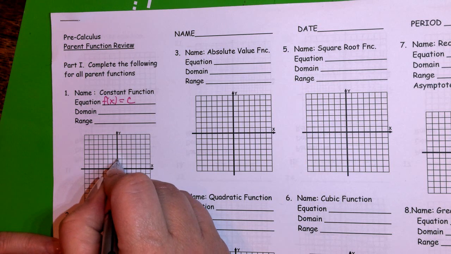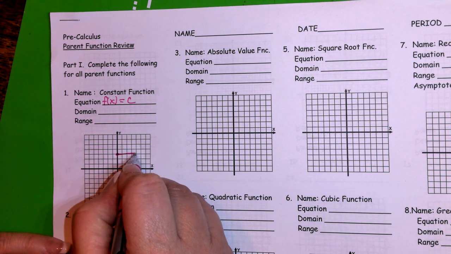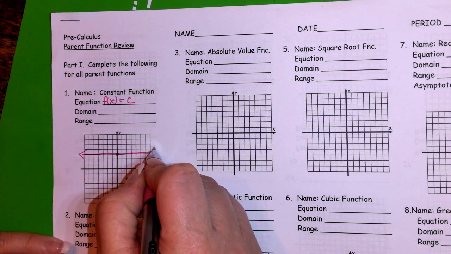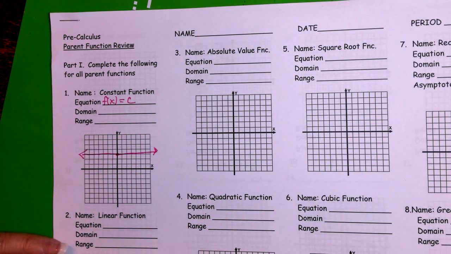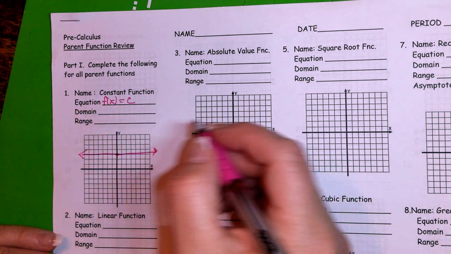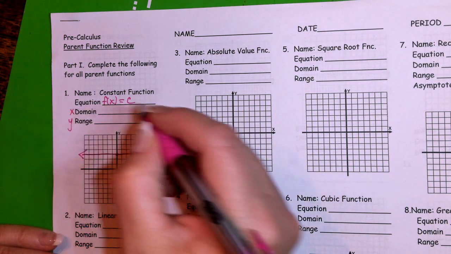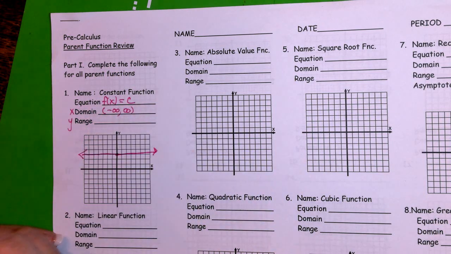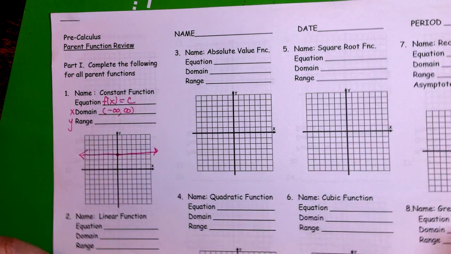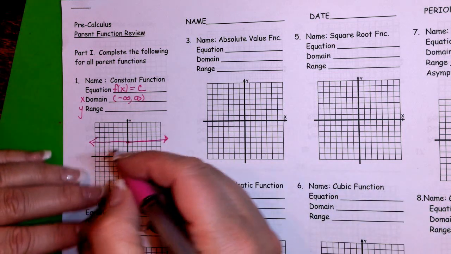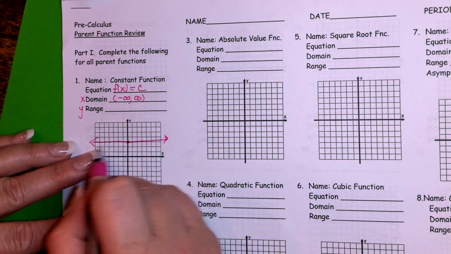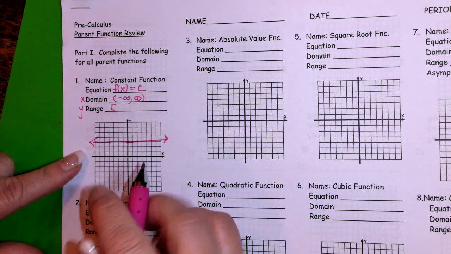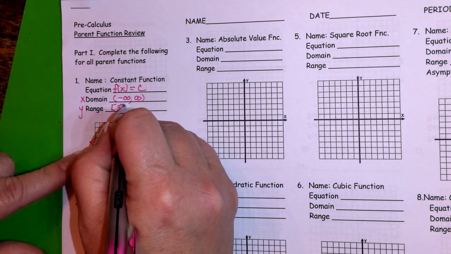So I'm going to go up 1, 2, 3. And I'm just going to make a horizontal line going to the left and right. This is what we call a constant. Make sure you put your arrows. So the domain, again, is your x, range is your y. So we're going from negative infinity to positive infinity. Remember, all infinities have parentheses, and the range here is just whatever the constant is. So here, this would be up 3, so it would be bracket 3.